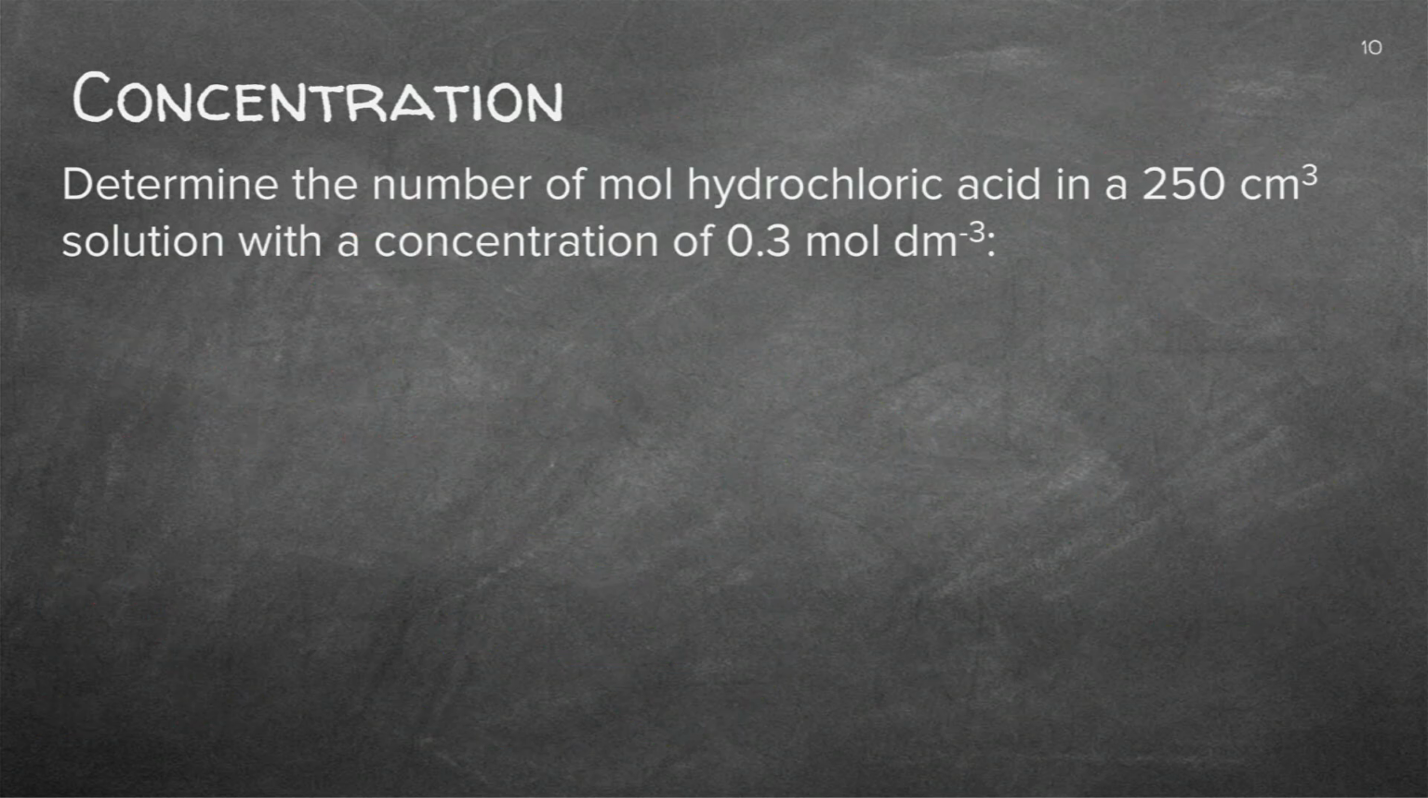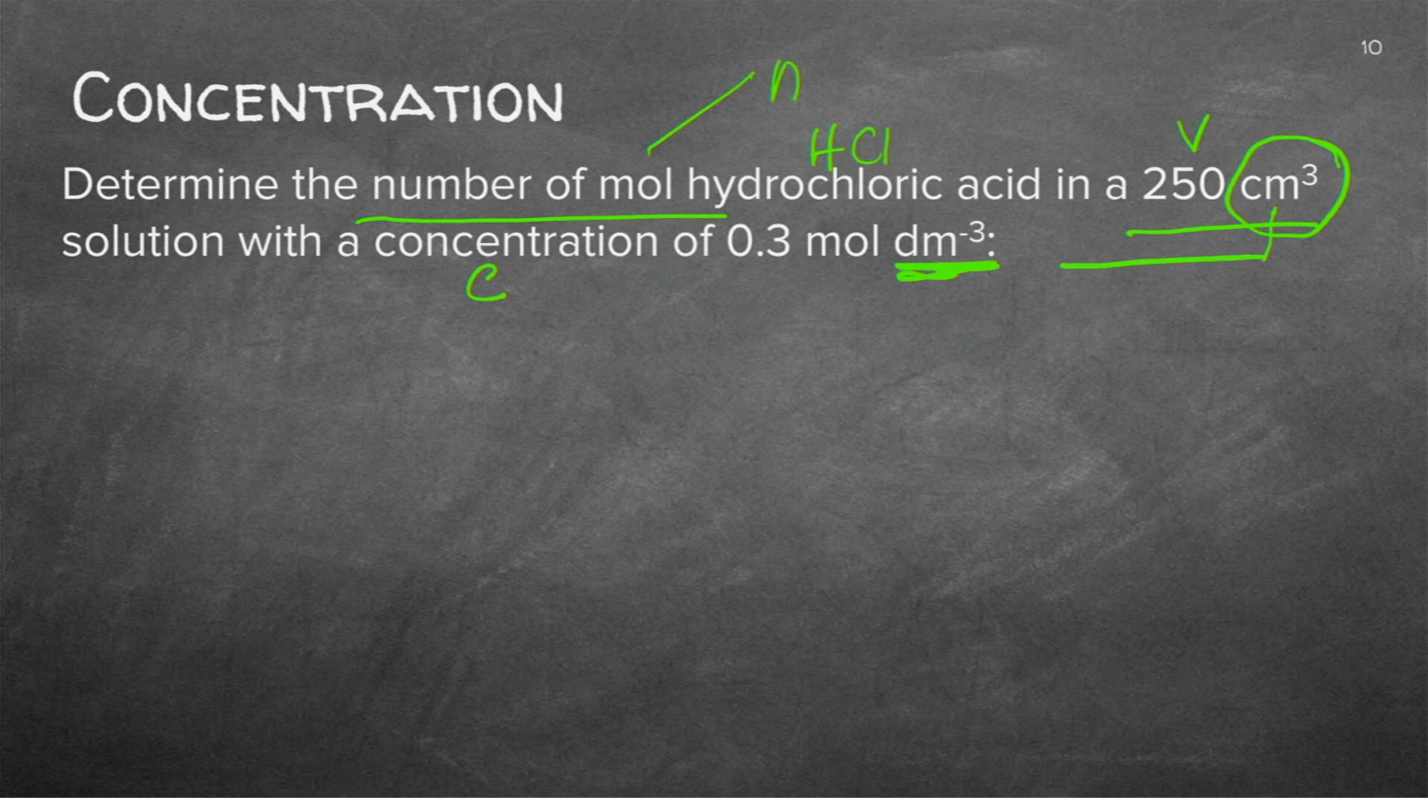Right, let's do a last calculation. Determine the number of mole. They're giving me the volume of the hydrochloric acid, which is 250, and have a look there, it's cubic centimeters, and they're giving me the concentration, and can you see there's the cubic decimeters. So I cannot work with cubic centimeters and cubic decimeters. I have to have the same unit. So I've got the concentration as 0.3. So what are we going to do?